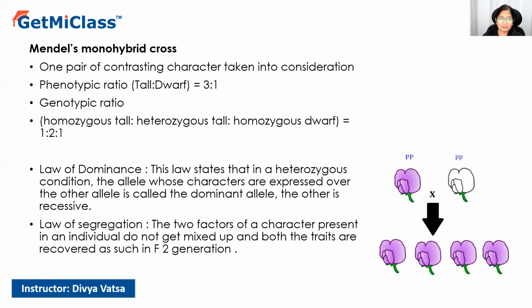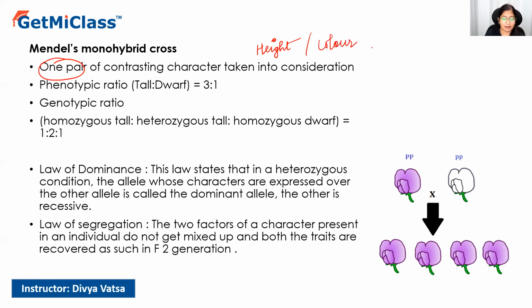Okay. Moving further, talking about Mendel's monohybrid cross in detail. In a monohybrid cross, as we talked about, what we have to remember is there will be one pair of contrasting characteristics. In this example, the characteristic that we have taken is the color of the flower.